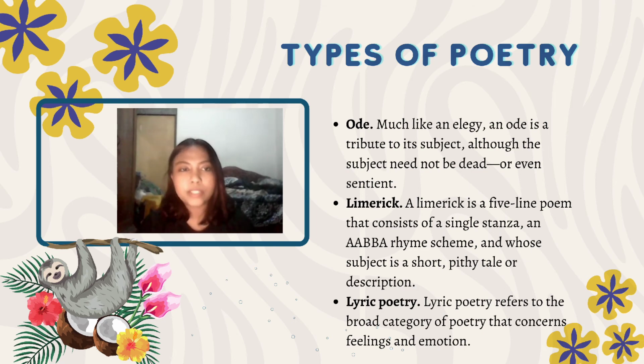An ode is much like an elegy, a tribute to its subject, although the subject might be dead or even inanimate. An ode is a literary technique that is lyrical but not very lengthy. You have often read odes in which poets praise people, natural scenes, and abstract ideas. It is highly solemn and serious in its tone and subject matter.